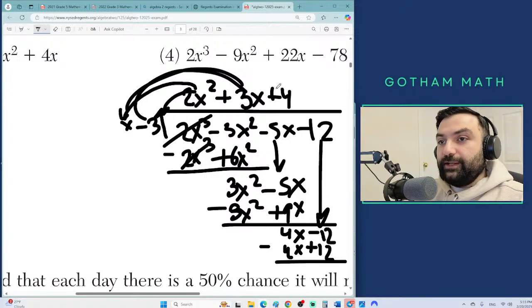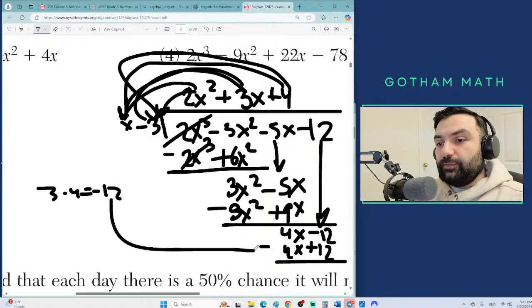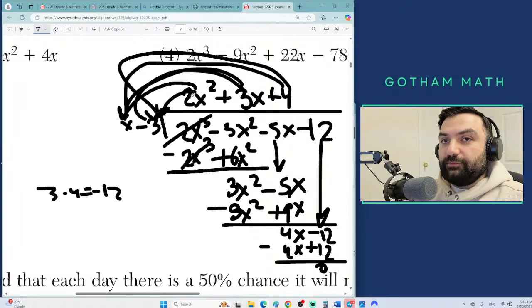I want to remind you that you have to put the answers with the opposite sign. So you multiply, you get 3 times 4 is -12, but you have to put it as plus 12. So it's going to be 0, no remainder. So the answer is 2x squared plus 3x plus 4.